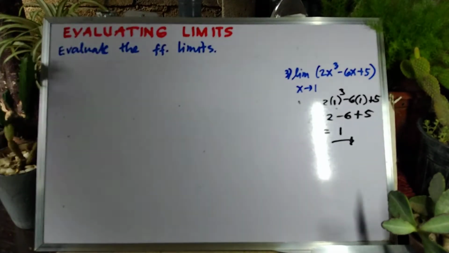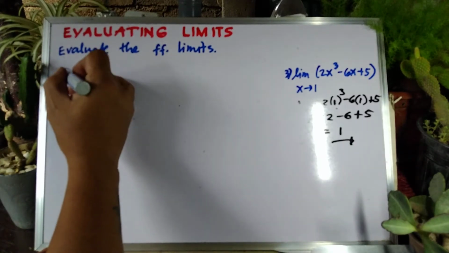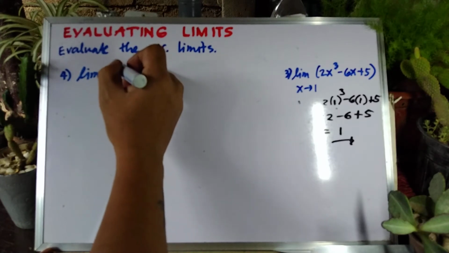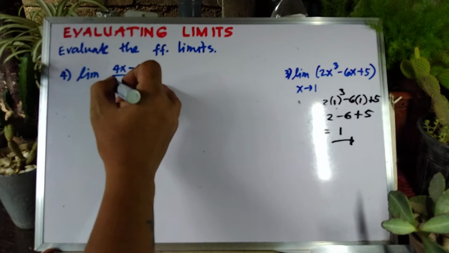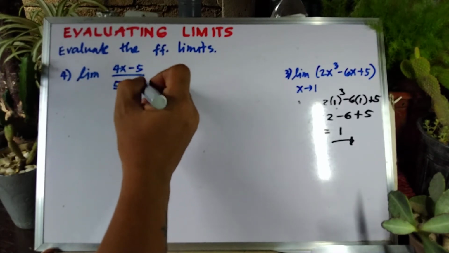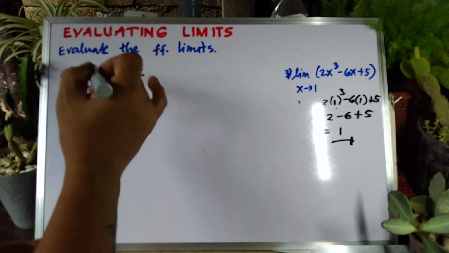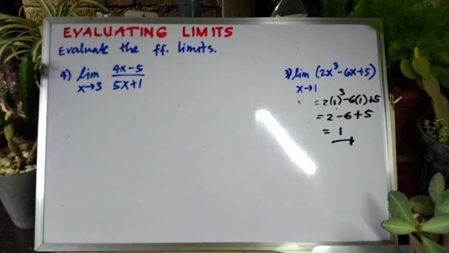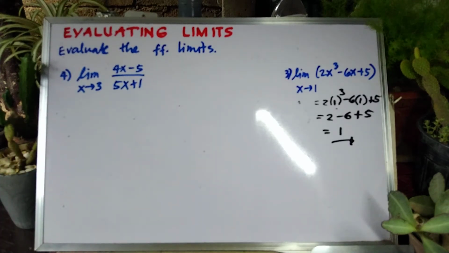I'll give you another example. Okay. Example number 4. The limit of a quotient, the limit of 4x minus 5 over 5x plus 1 as x approaches 3. Okay. The limit of 4x minus 5 over 5x plus 1 as x approaches 3.